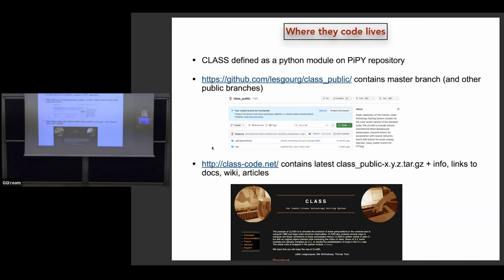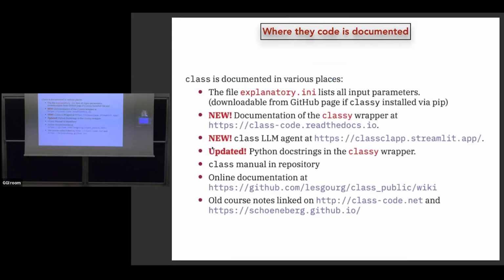So there is documentation in many places, and I will flash a few of them. What you need to know the most is just what are the names of the input parameters, what is the syntax, and what do they mean. And for this, there is a reference file, which is explanatory.ini. This is the only reference explaining the list and the meaning and the definition of all the input parameters. So you download it when you download CLASS.